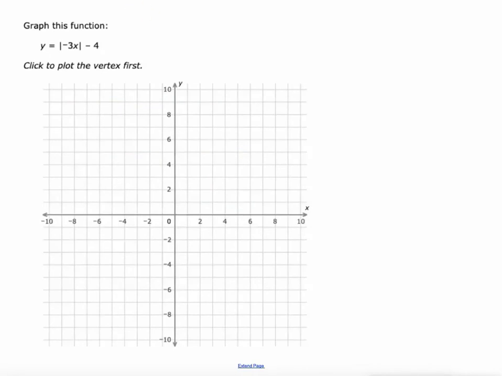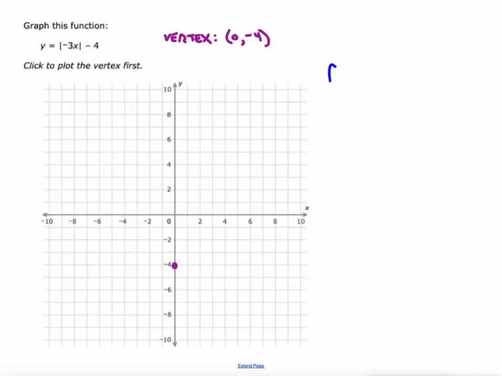So the vertex of this is at (0, -4). If I plug a 0 in there, it'll make the absolute value quantity 0, and that's what we want. And then this -4, that's going to be our y-intercept. And then we can plug in some different values. So let's go from there.